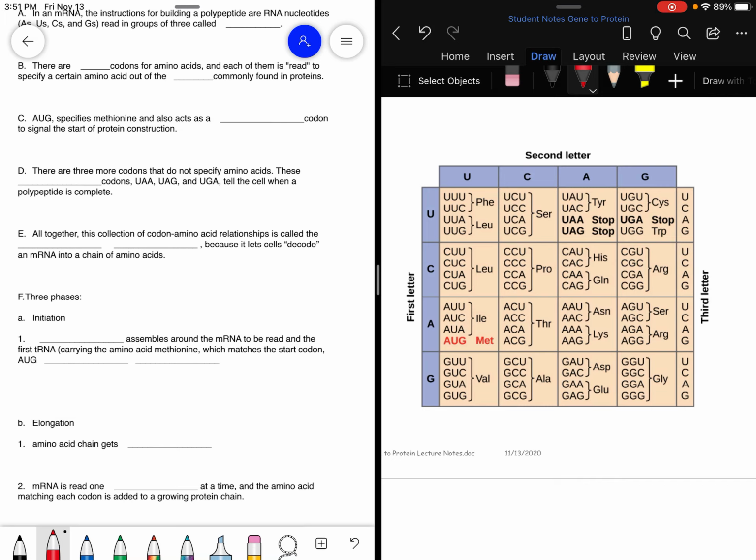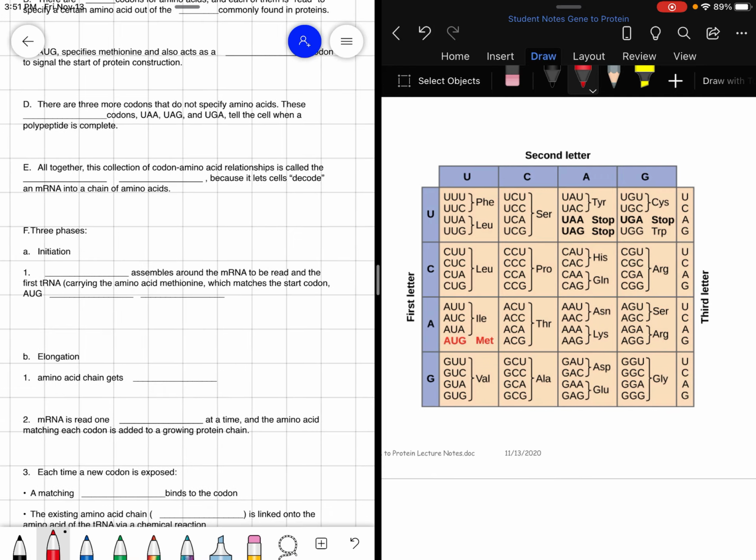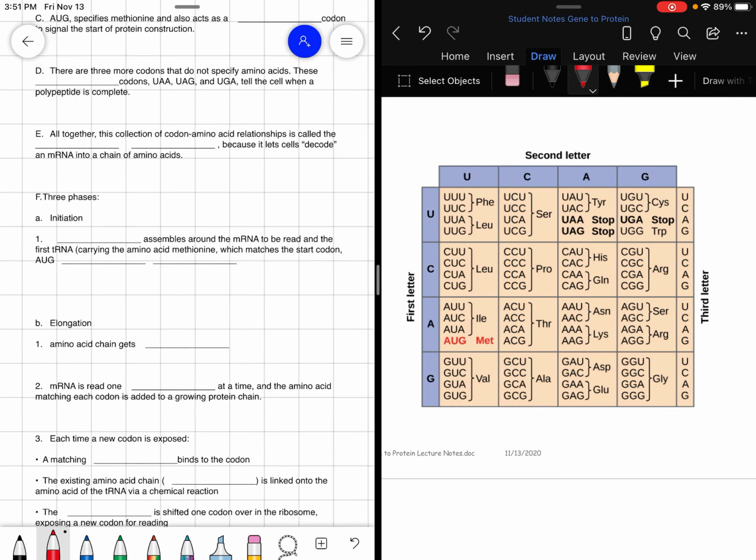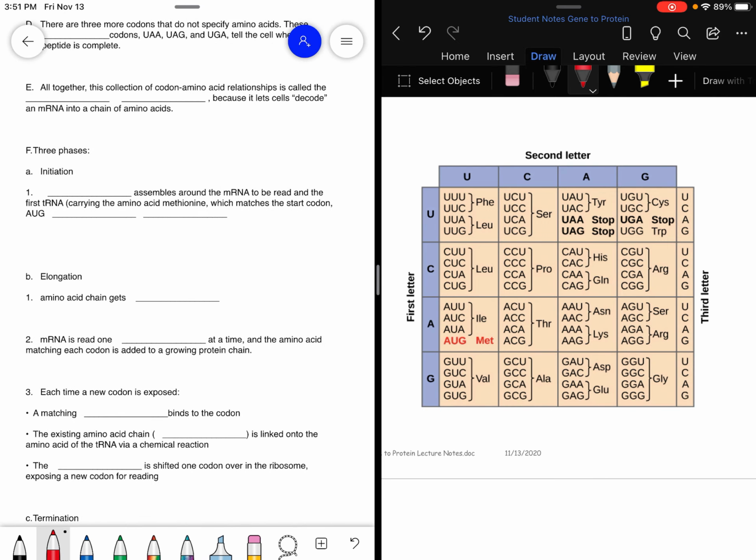There are 3 more codons that are very important that do not specify specific amino acids. These are stop codons, UAA, UAG, and UGA, and they tell the cell when a polypeptide is complete. So if these were placed in the middle of an amino acid chain, you might end up with a problem where it stops instead of continuing its construction, and then, of course, structure equals function. Your protein is not going to function correctly. Altogether, this collection of codon amino acid relationships is called the genetic code because it lets cells decode an mRNA into a chain of amino acids.